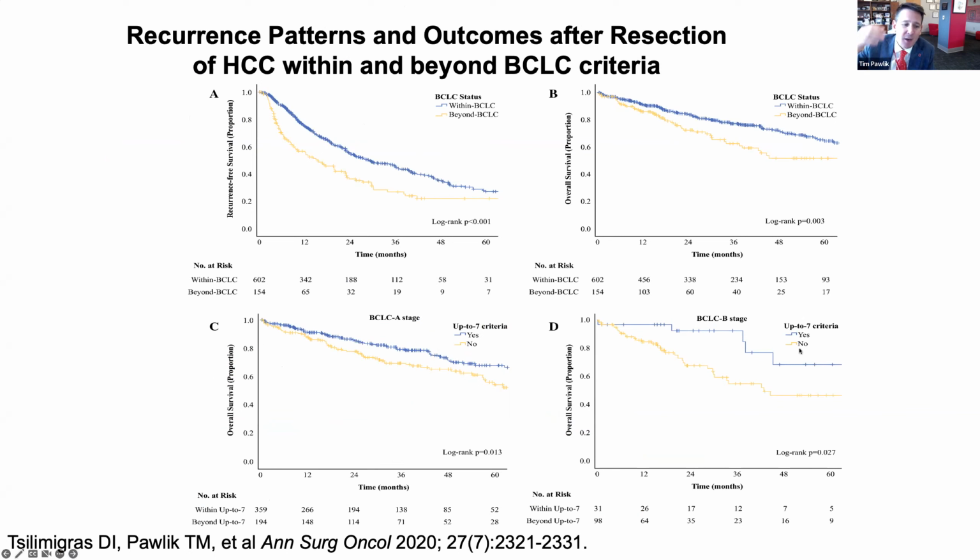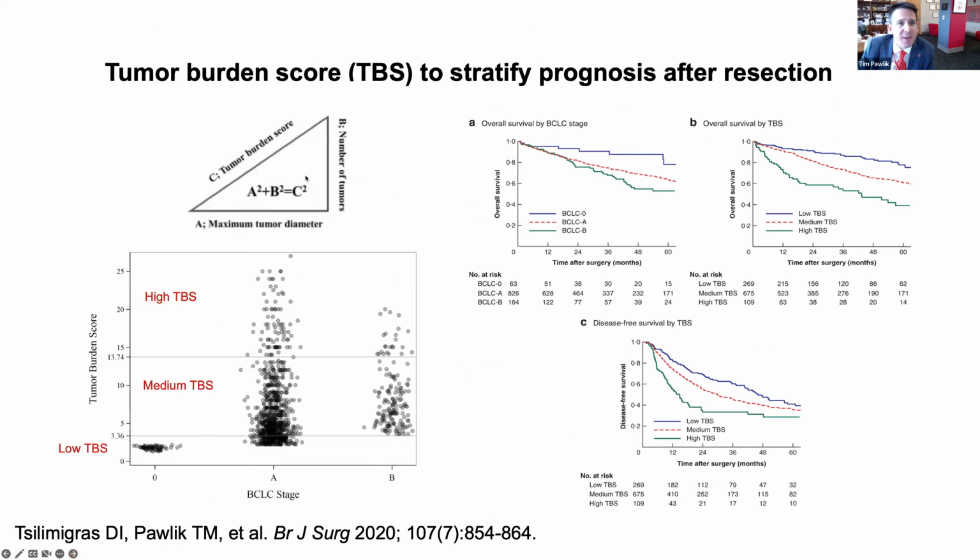So the up to 7 criteria is adding up the size of the lesions and the number of lesions. And if that's over 7, then those patients have a worse prognosis than patients who have under 7 when it comes to the number of tumors and size of the tumors. And as I mentioned, this led us to develop this tumor burden score.